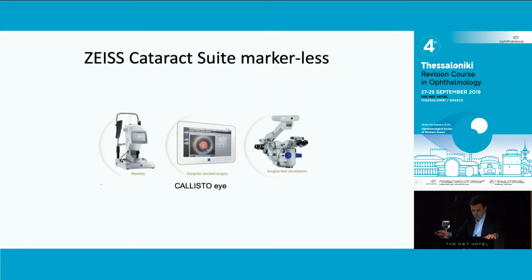This is an example of one of the markerless systems. There is another one from Malcolm, from another company. They all work pretty well. I'm not sure if there is huge evidence they work better than simple slit lamp marking, but probably they do, especially for the difficult eyes.